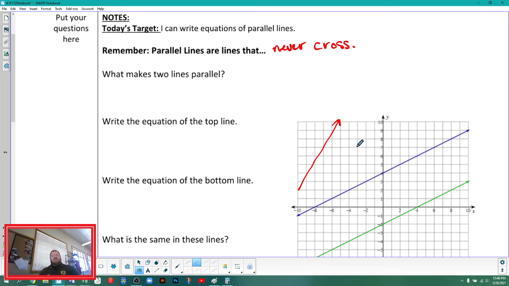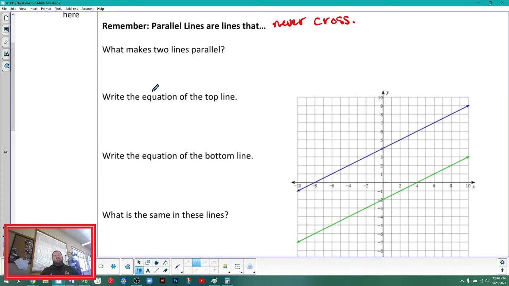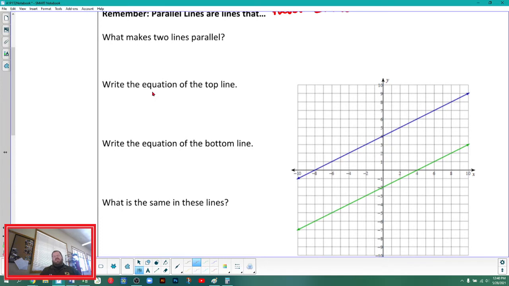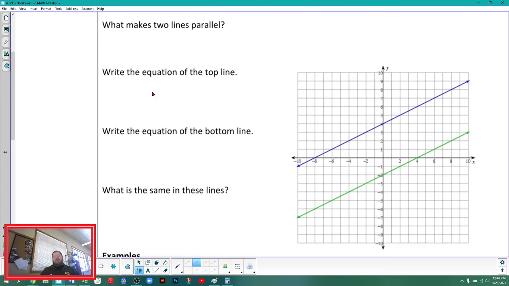So we're going to be looking today at what makes two lines parallel, algebraically. And maybe we got the idea yesterday, but we're going to formalize that idea today. Let's use what we did last week and come up with the equations of these lines.